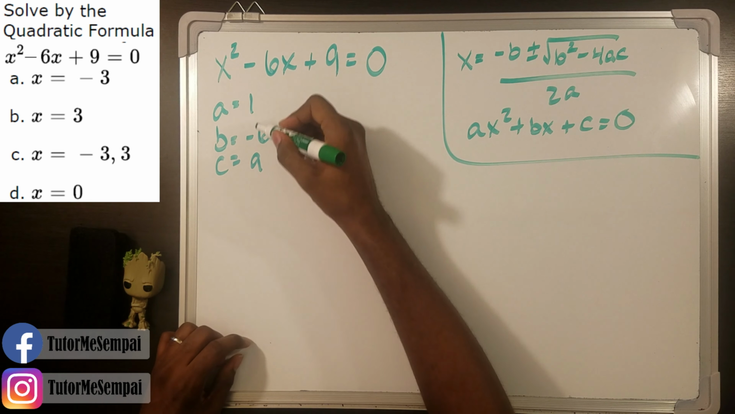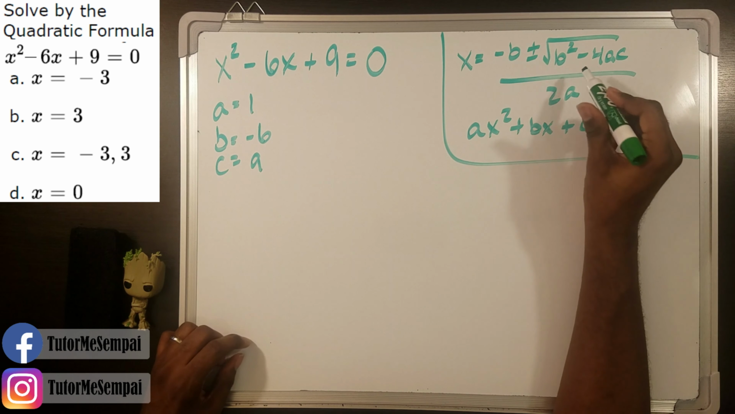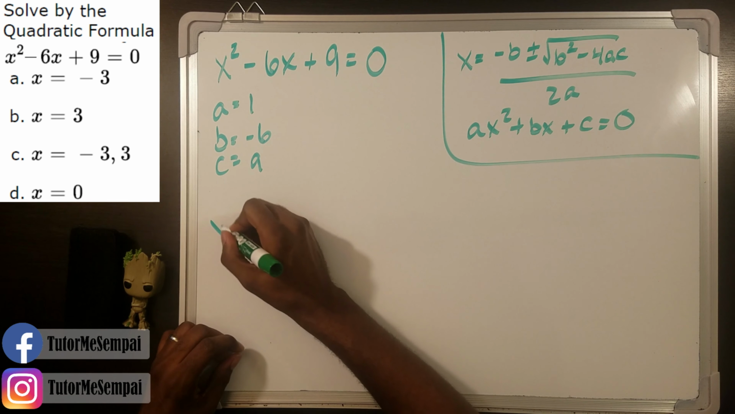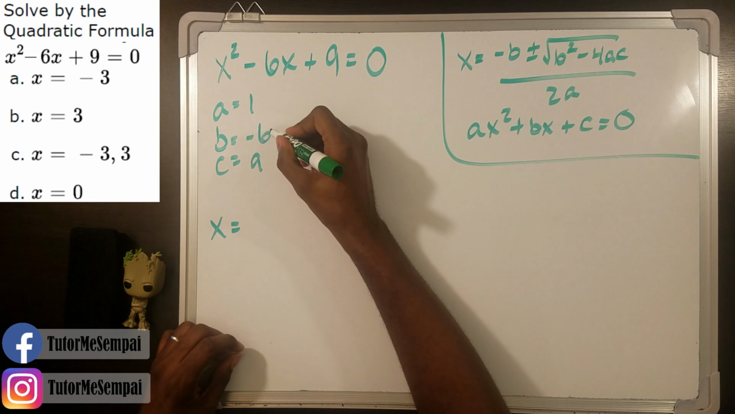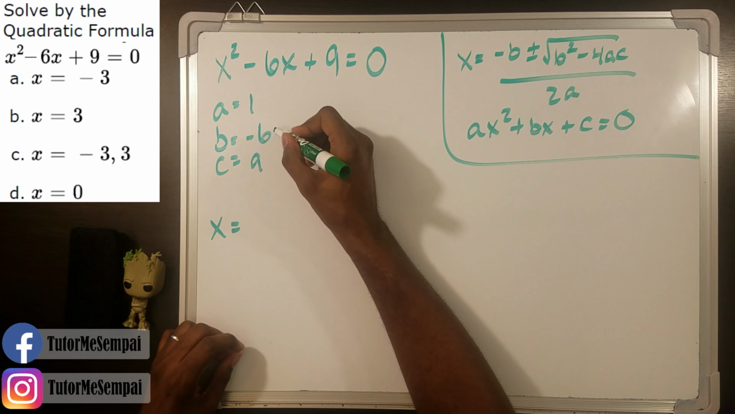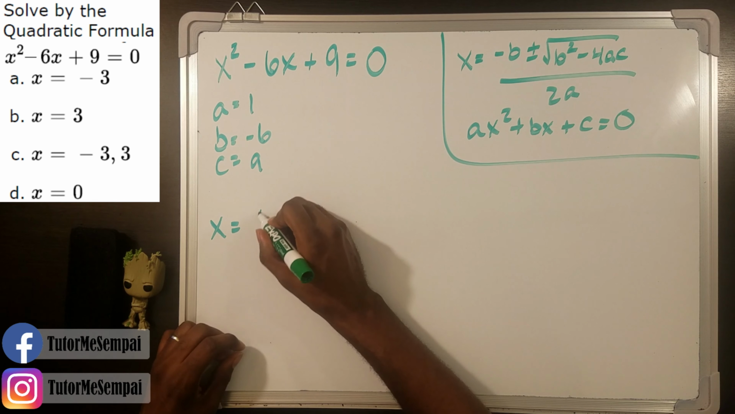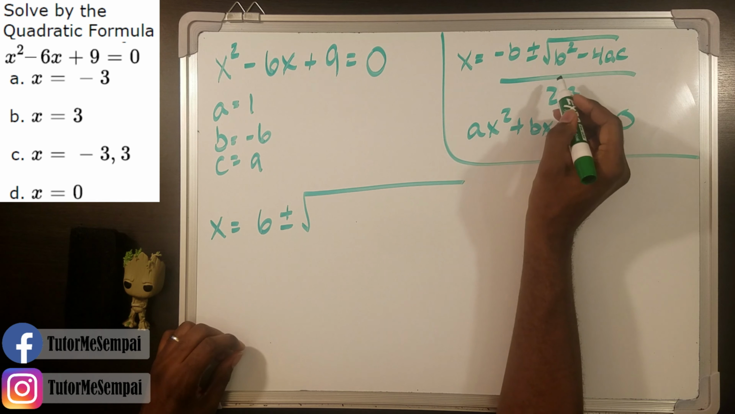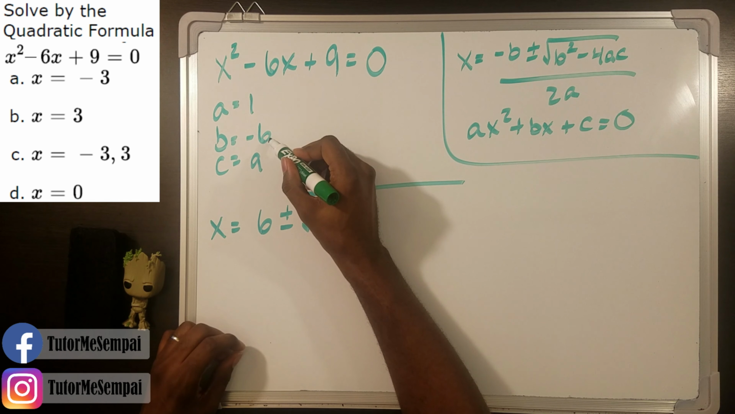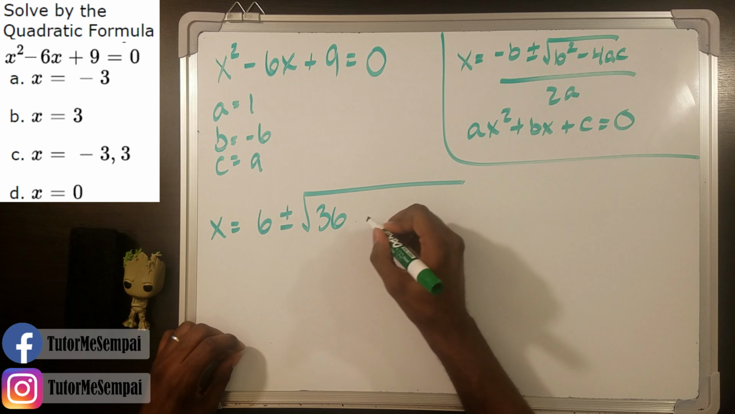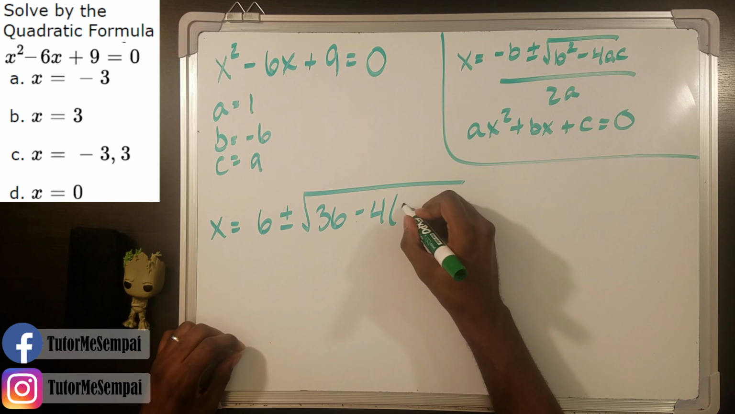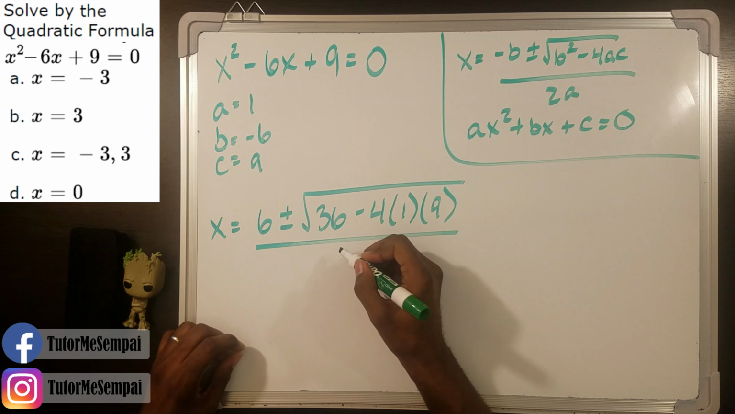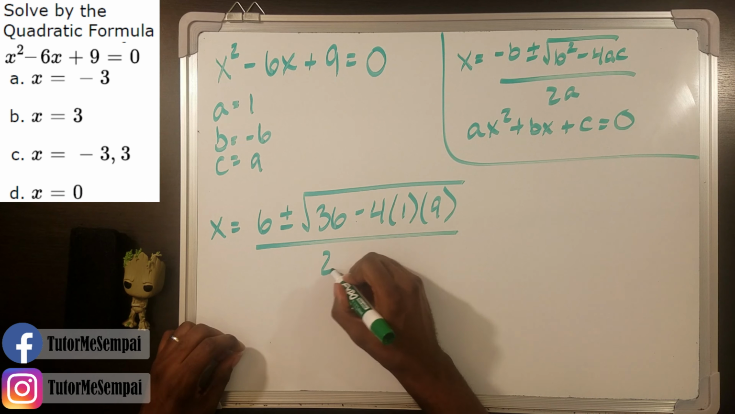So we're going to take this a, this b, and this c and plug it directly into our quadratic formula, and let's see what we get. So we're going to have x equals a negative b, which is a negative 6. So double negative makes it a positive. So we're going to have a 6 plus or minus the square root of, well, b squared. What happens if you square negative 6? You get 36. Minus 4 times 1 times 9 all over 2 times a. Well, a is 1, so it's just going to be a 2.